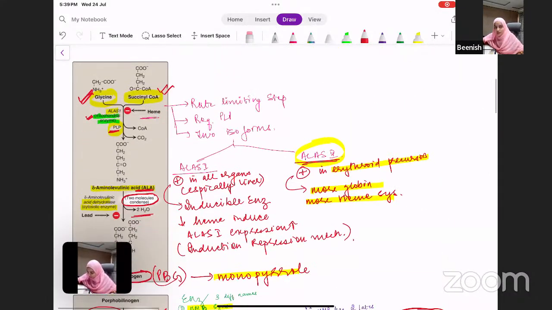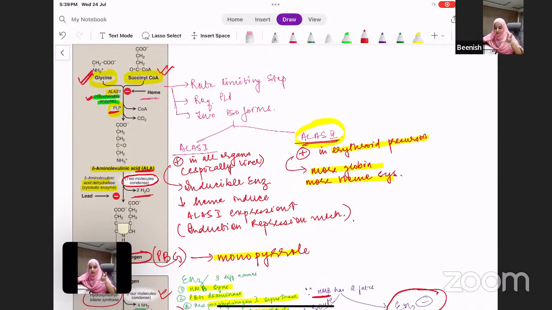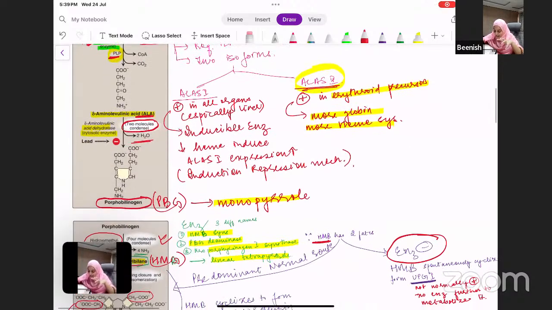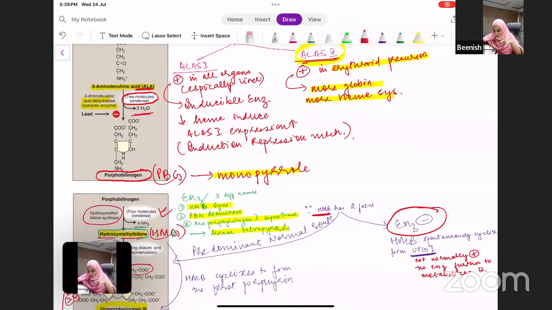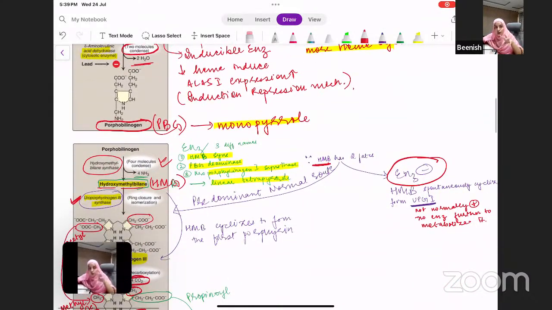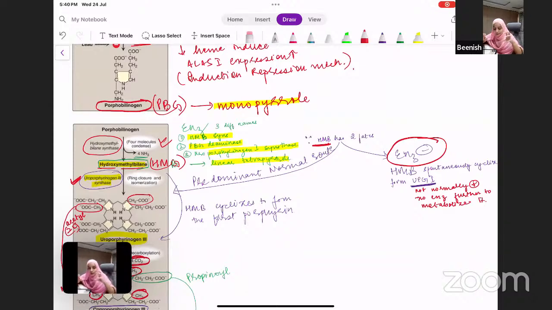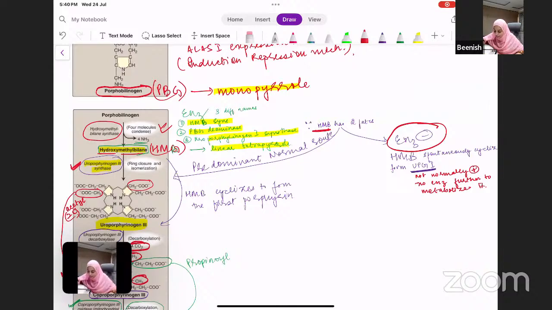I'll quickly recapitulate before we move forward. So you see how glycine was combining with succinyl CoA to form ALA. Then two molecules of ALA were condensing to form porphobilinogen. And this porphobilinogen was a monopyrrole. And in heme, we need a tetrapyrrole. Now these porphobilinogen molecules are going to combine to form a linear tetrapyrrole at the moment, that is hydroxymethylbilane.